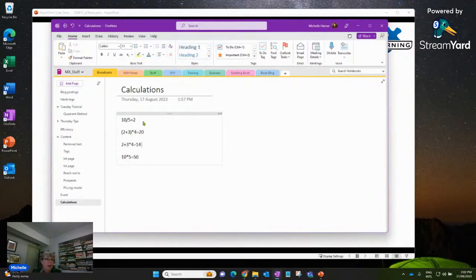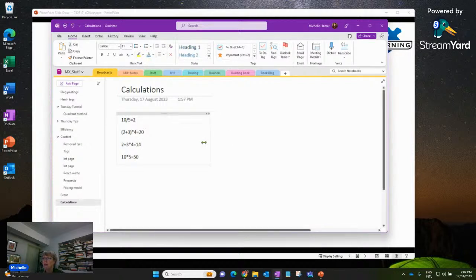So if you're sitting here in a meeting or you're preparing for a meeting and you want to use the calculator, instead of doing what I have always done, going down to start and finding the calculator, I just use OneNote straight away.